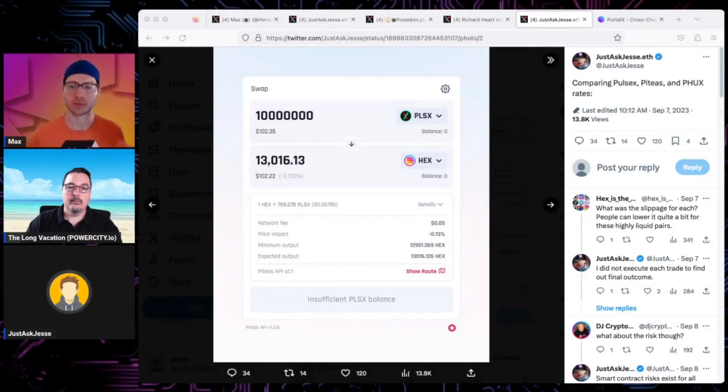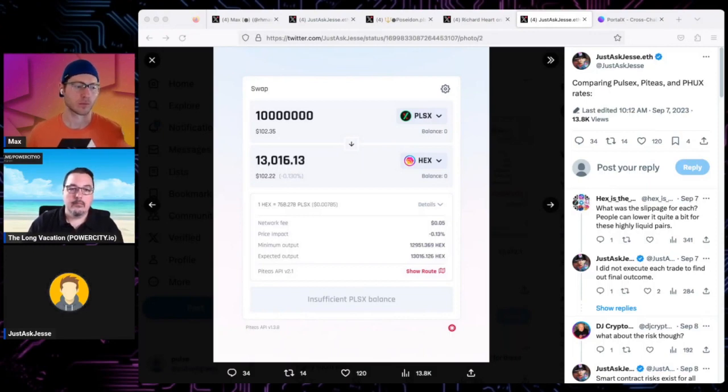So when you go to something like PulseX, it uses the X times Y equals K formula, which we won't get into today, but it's just a very strict formula for the rates going up and down for bigger amounts of trades. You have a far bigger impact than you would on the algorithms that Balancer uses when you do a trade. So for small trades, you may not notice much of a difference. You can go to PulseX and trade $100 worth of tokens, and then go to PHUX, try and trade $100 worth of tokens, and it's like, oh, they're almost the same.